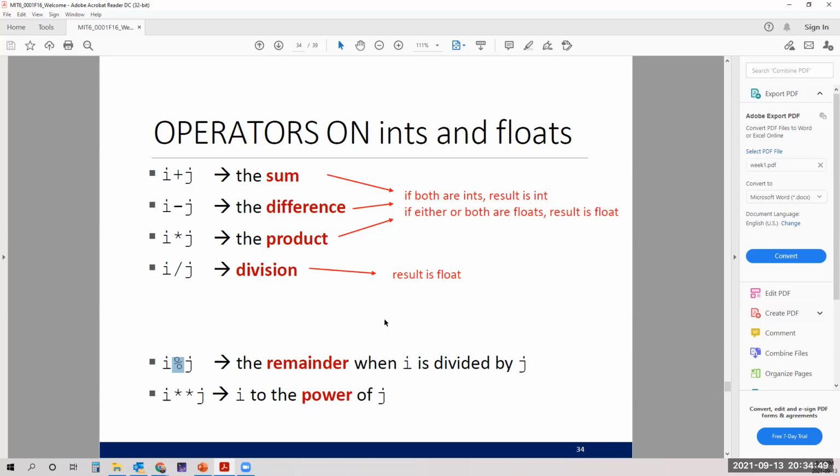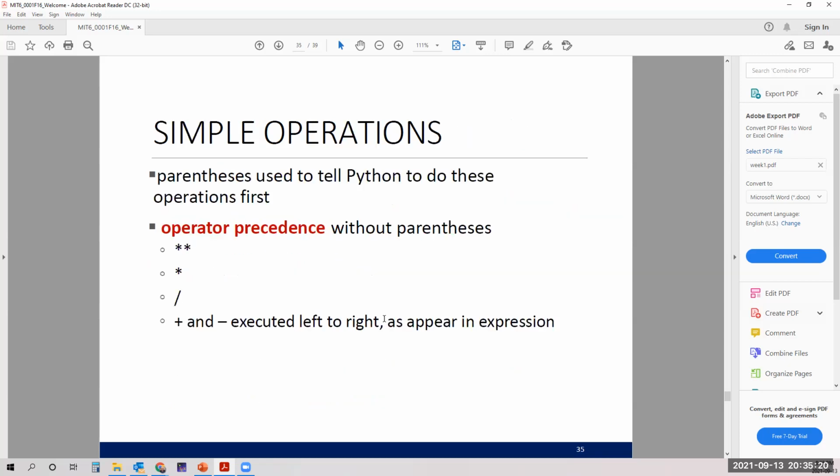Clear, guys? Those are the basic mathematical operations with Python. Plus, minus, star for multiply, slash for division, percentage for modular, star star for the power. Clear? So those are the simple operations.